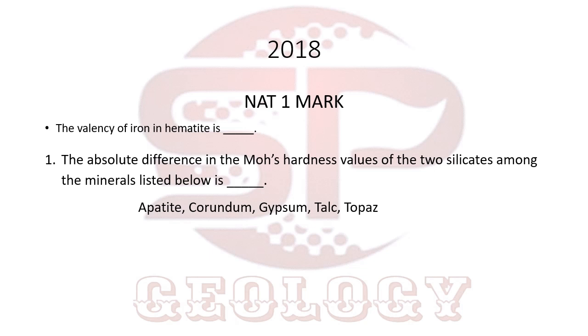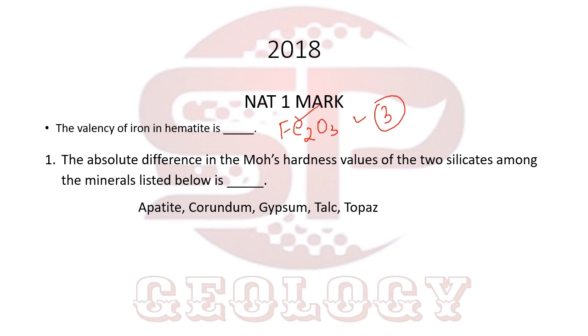2018, not one more question. So the valency of iron in hematite. Hematite has the formula Fe2O3. So here the valency of iron is 3. So it is ferric ion.